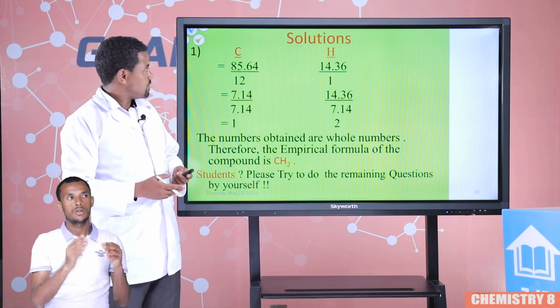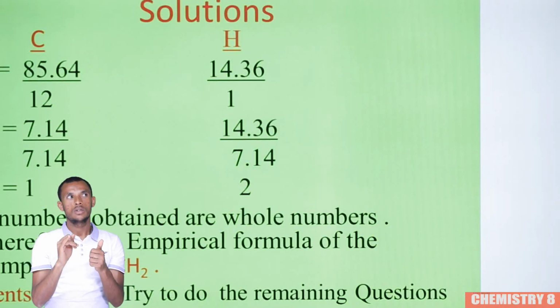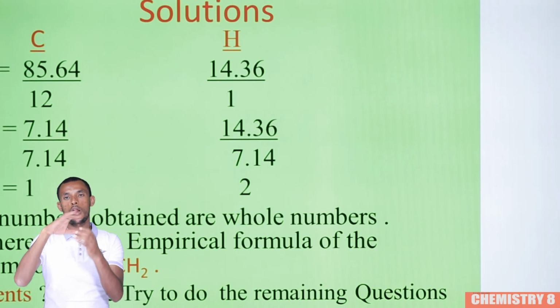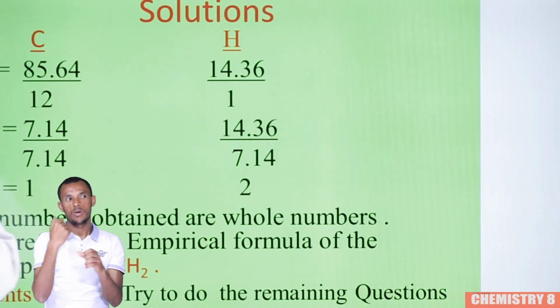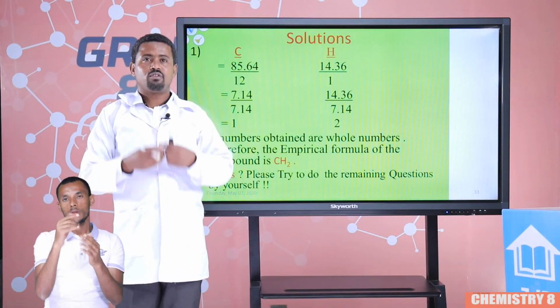Students, this is about Unit 5, which is calculations based on chemical formulas. So you have to do more exercises in your textbook, and you have to prepare yourself for the regional exam.